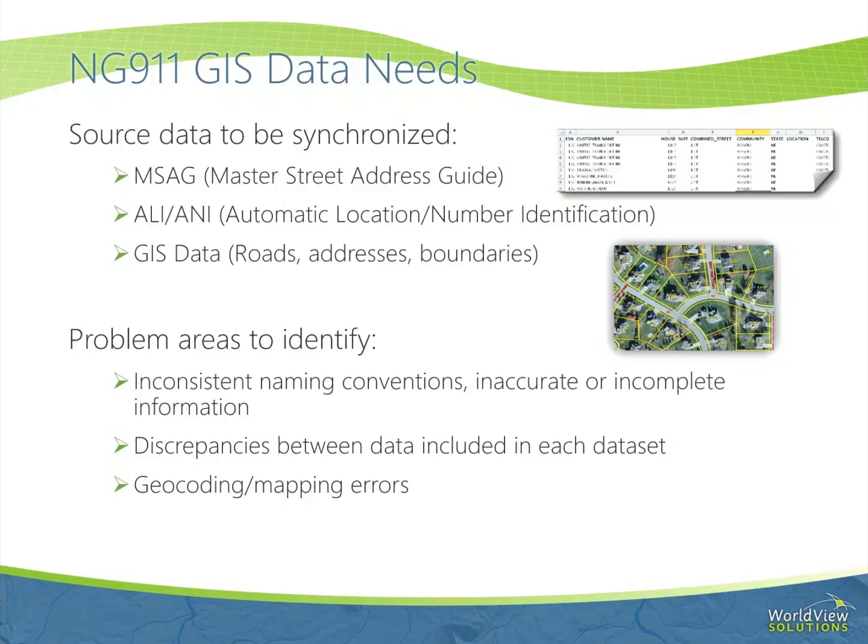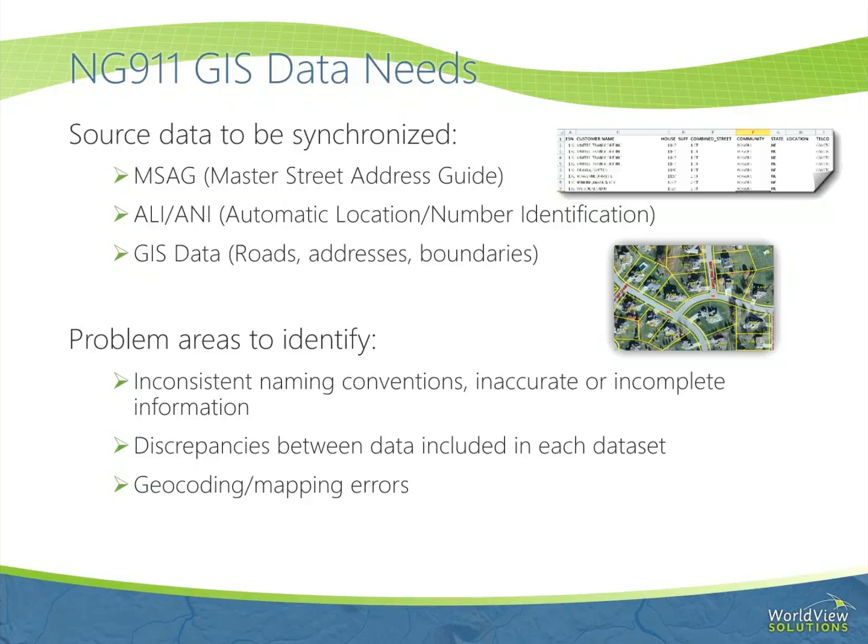And next in line will be problem areas to identify. There could be a lot of inconsistencies throughout your data: inconsistent naming conventions, inaccurate or incomplete information, discrepancies between data included in each data set, or geocoding and mapping errors. Analysis of current data will help identify potential issues. VGIN is currently providing report cards of local GIS data results.